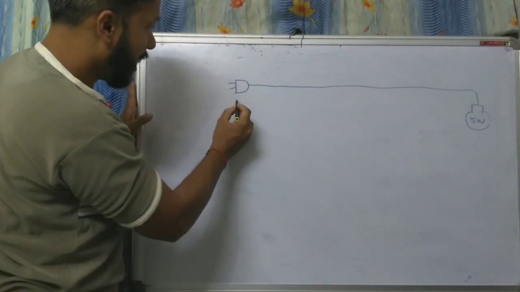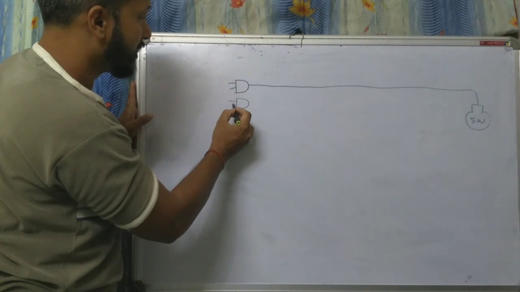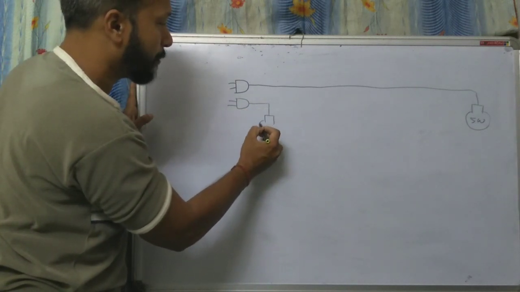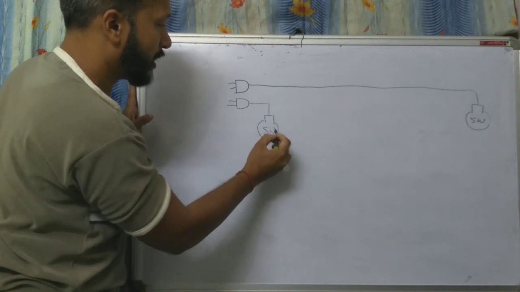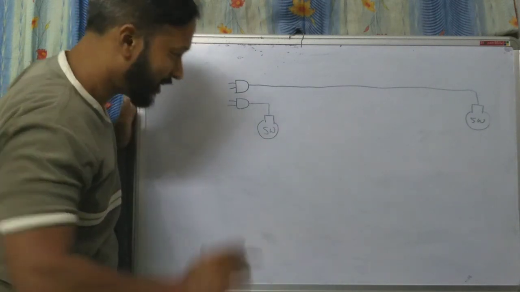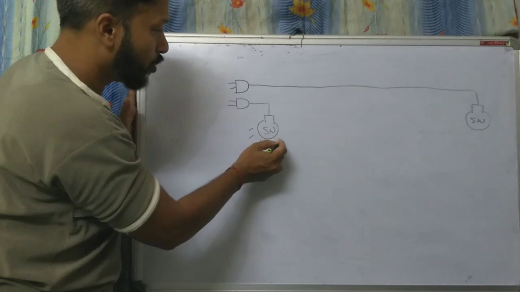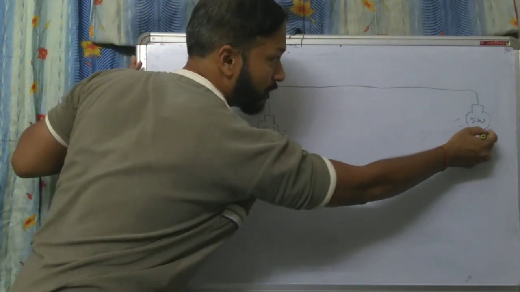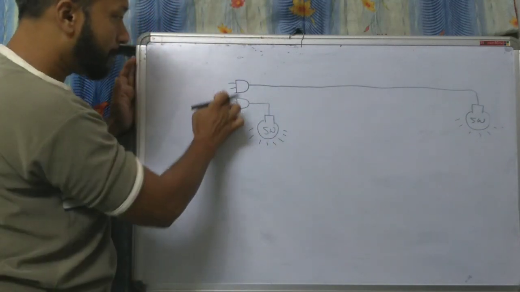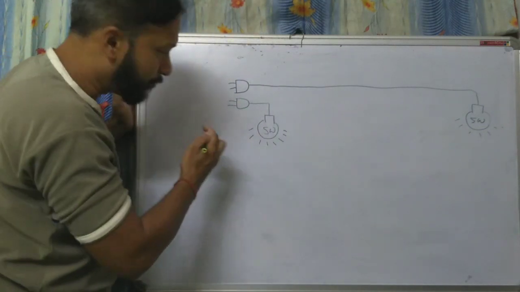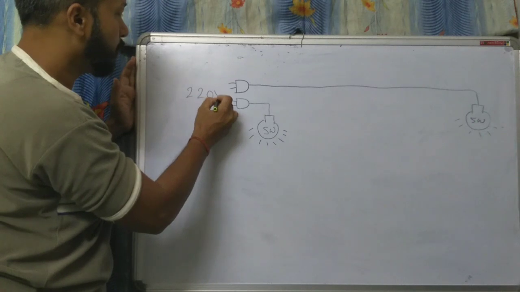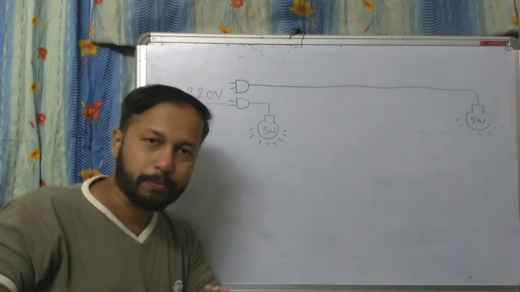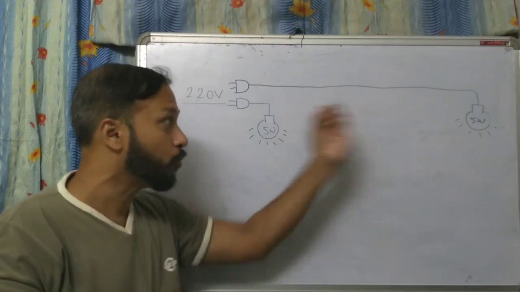Now, another plug is there. From this, I am connecting another bulb here, 5 watt. So this is also giving you light. This is also giving you light. And both the bulbs are connected with, say, 220 volt. You are giving equal potential difference to both the bulbs.